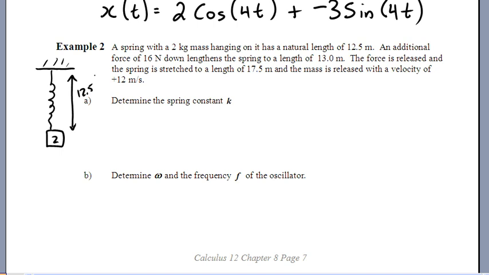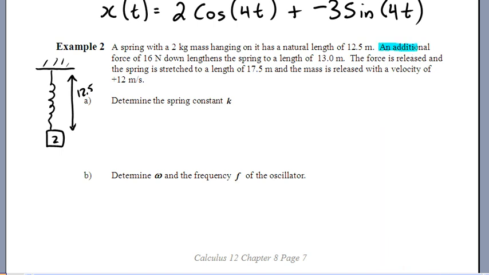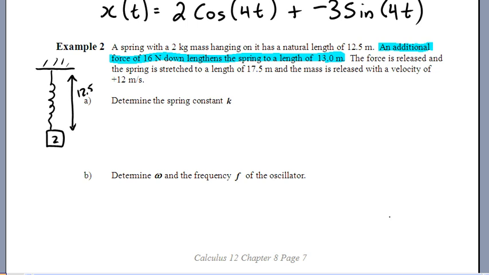Great. An additional force of 16 newtons down lengthens the spring to 13 meters. Okay, the force is released, it's taken off, and then we're going to start the motion. So you look at it, you go, why are you doing this? Why are you applying a force only to take it away? So this line here, at first glance, it perplexes me, right? Like, what are you doing grabbing the spring and pulling down on it with a 16 newton force? And the reason why they're doing that is they're saying, well, here's some info you can use in order to figure out the spring constant.